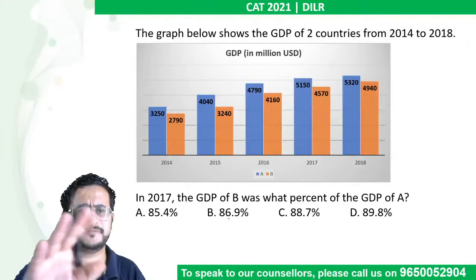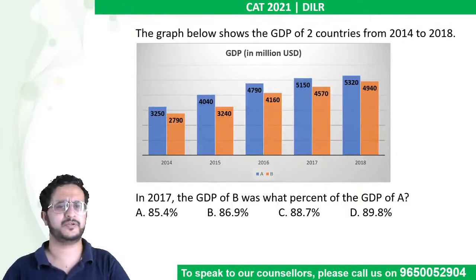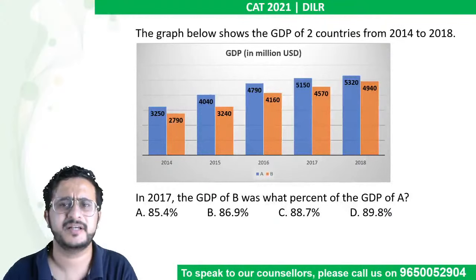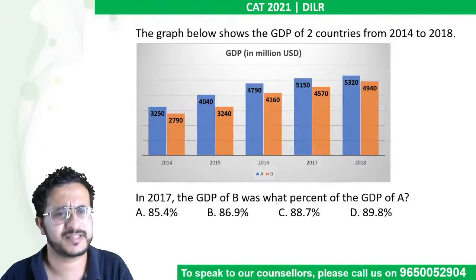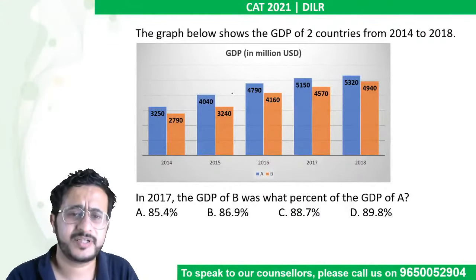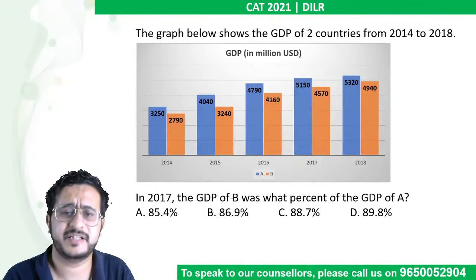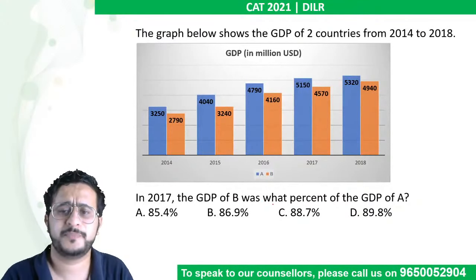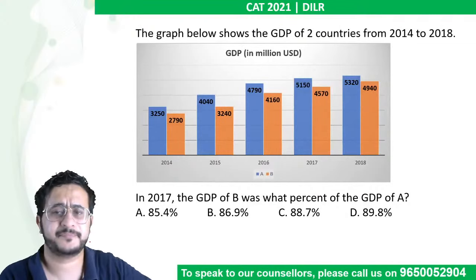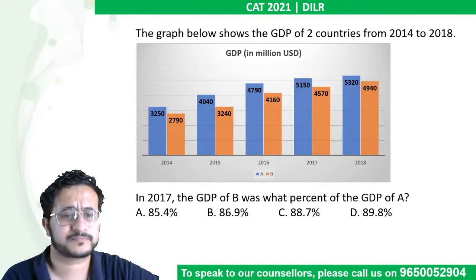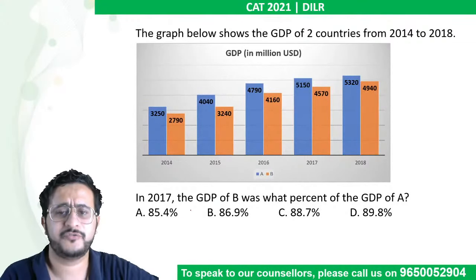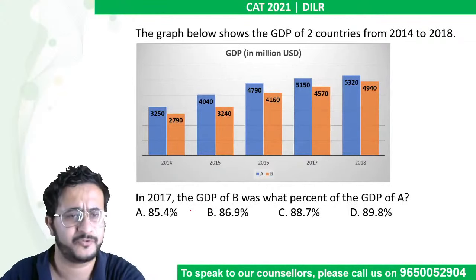Let's take one from a graph. Now you must be wondering that this is a quant question. Suppose you got this question in the examination: in 2017, the GDP of B was what percent of the GDP of A?